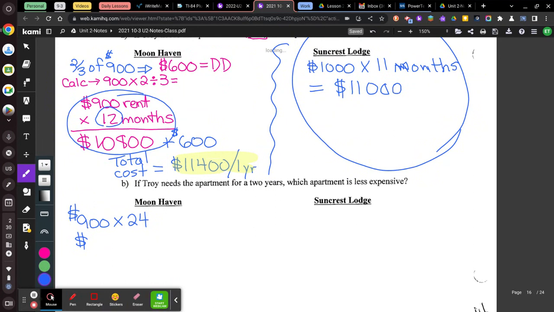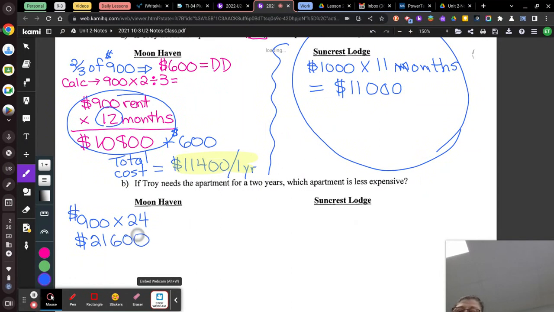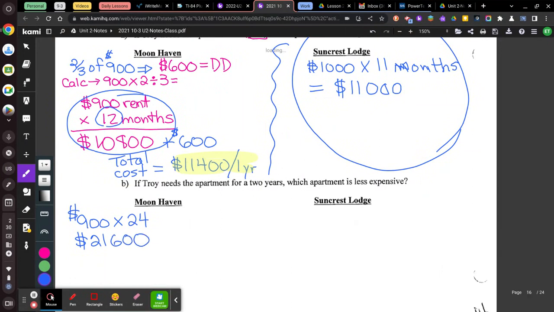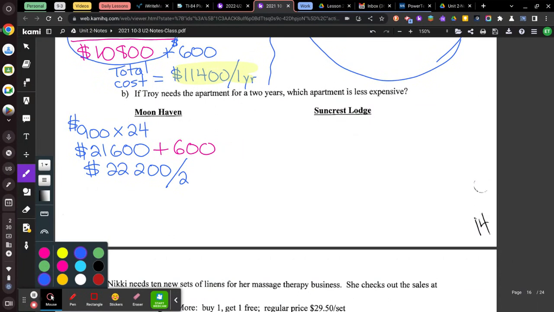That's going to give us 21,600. And then we need to add our damage deposit. So we're going to add our 600 damage deposit. And remember, you don't add it every month. You only add it once. So this is now going to give us a grand total of $22,200. And that's for 2 years.